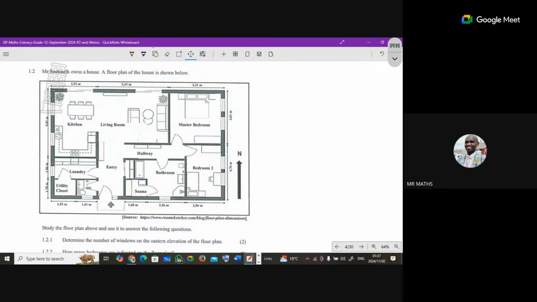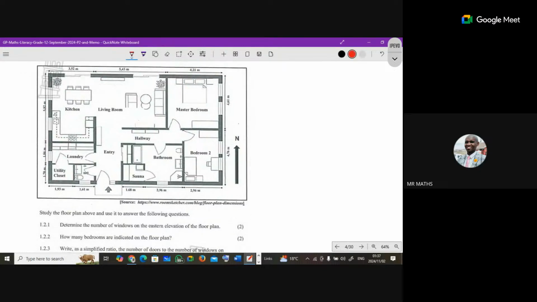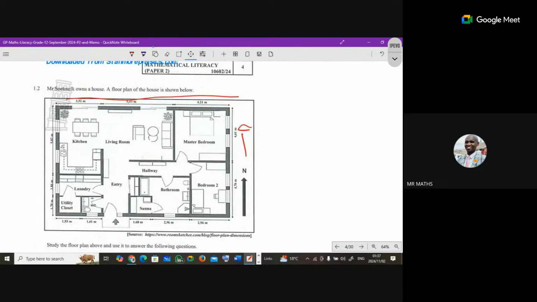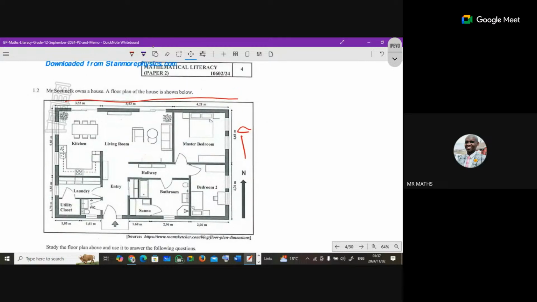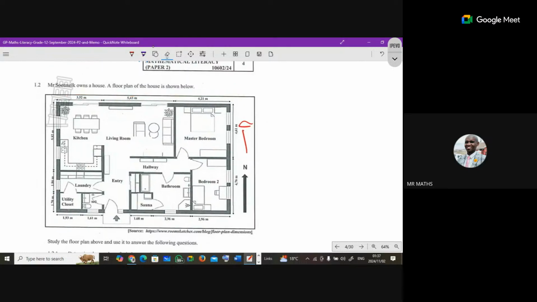Now we are told that north is on top, so the side that is on the north is this side. Are we together? North we are told is on the top. So if you are going to the north, you are going to the top. So that means this is our north, guys. And this will be our east, and this will be our west, and this will be our south. Okay. So now let's go and read the question again.